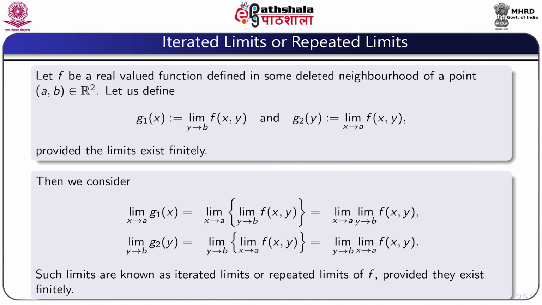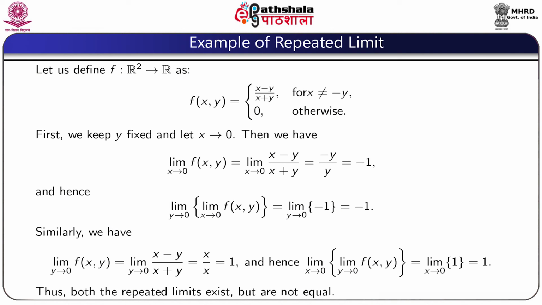Now, g1(x) is a function of x, so we can consider its limit as x tends to a, and what we get is the limit as x tends to a of the limit as y tends to b of f(x, y). In a similar fashion, from g2(y), we can find the limit as y tends to b of the limit as x tends to a of f(x, y). Such limits are known as iterated limits or repeated limits of f, provided they exist finitely. We give some examples of repeated limits.